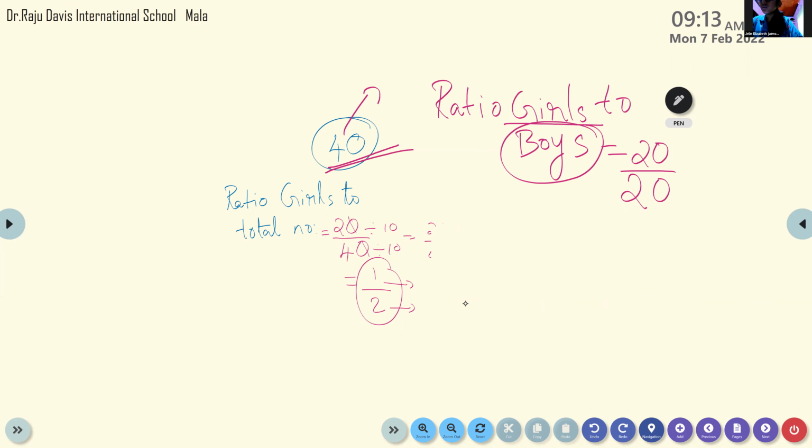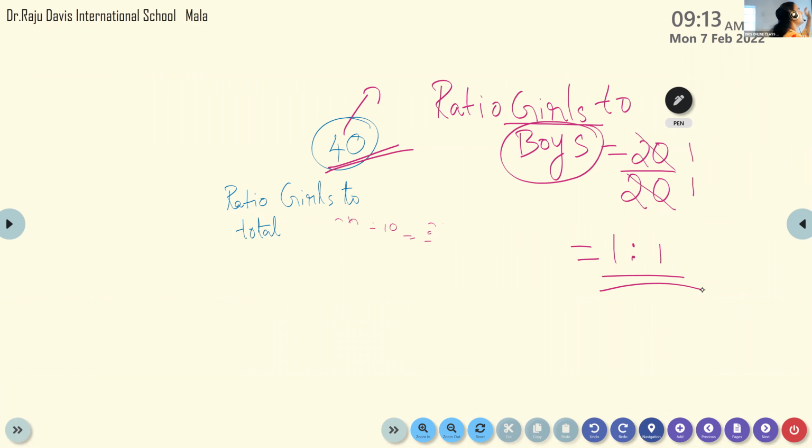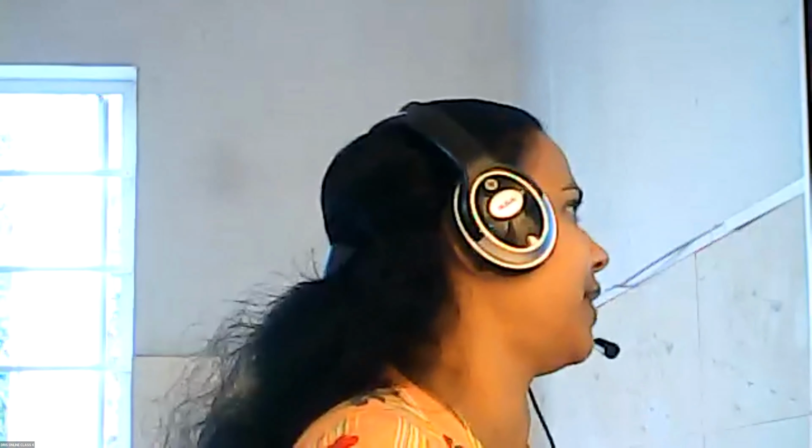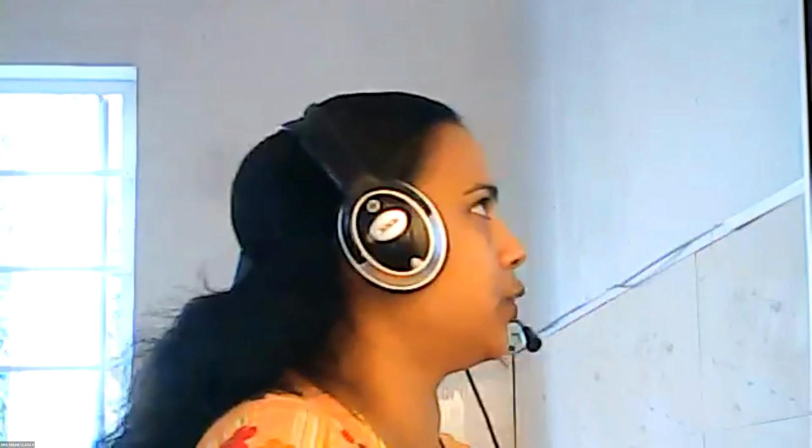1 by 1. 1 is to 1. Yes, 20 divided by 20 is 1. Again here also 20 divided. So the ratio is 1:1. Okay. So we always have to write the ratio in the simplest form. How can you make the simplest form? You have to divide by common factors, highest common factors, so that we cannot reduce again.